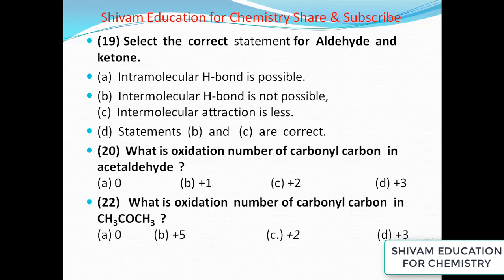Now next, what is the oxidation number of carbonyl carbon in acetone? CH3COCH3 is nothing but acetone. Now it will be +2. Now you know very well, in ketone the oxidation number of carbonyl carbon is always +2.